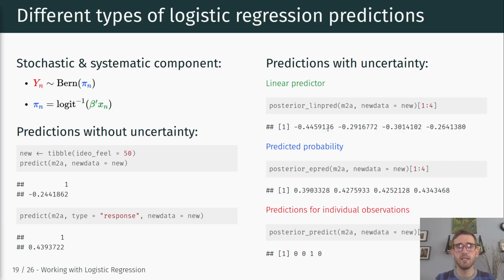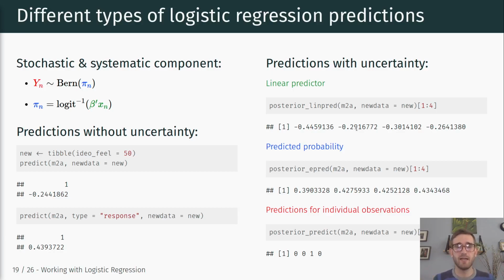And so basically now we have 4,000 draws with different coefficients, intercepts and slope coefficients. For each of those, we can plug in 50 for our feeling thermometer, and then we get a different linear predictor. Again, this is this green part, the combination of beta prime xn, okay? And again, these linear predictors are not bound between 0 and 1. They're just a combination of the x's that we set and the betas.